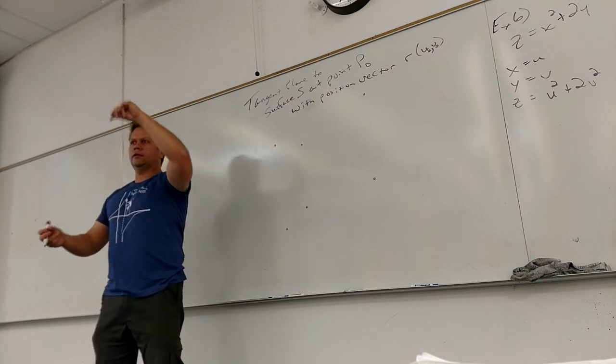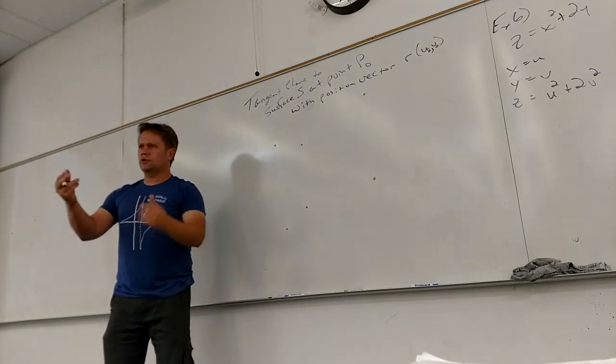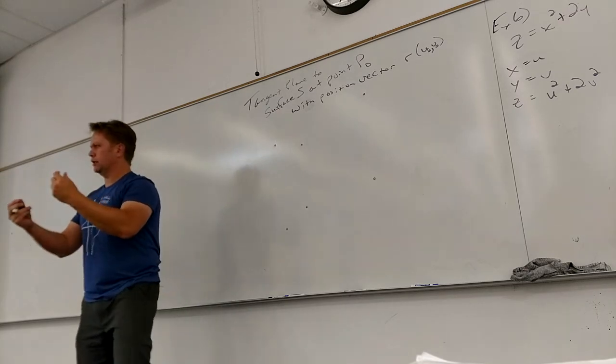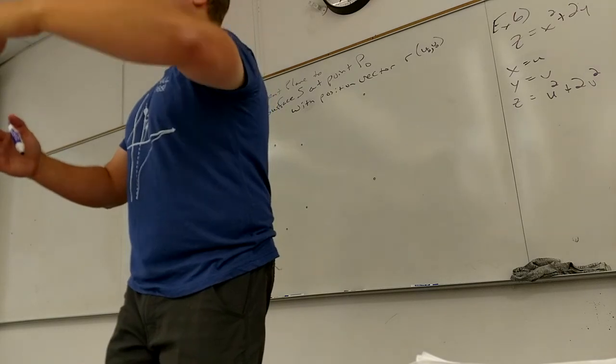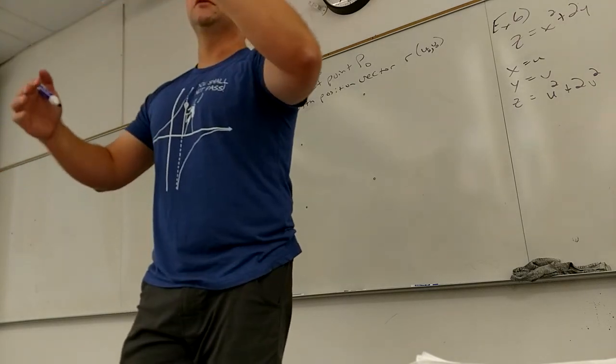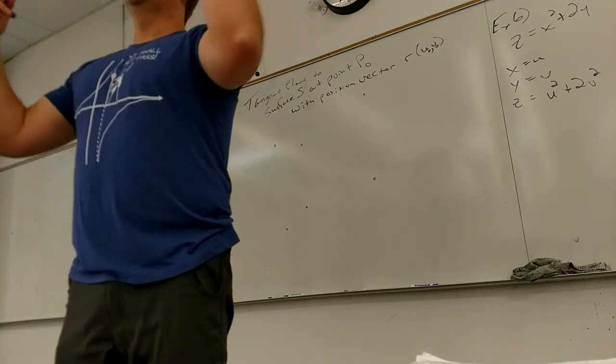Now, how did we do it before? What was it built off of before? You guys think about it for a second. What does it have to be built off to find a tangent plane, which is really just the idea of a tangent line taken to the next dimension? So what did we find? What do you have to find for the tangent line? You have to find the slope.